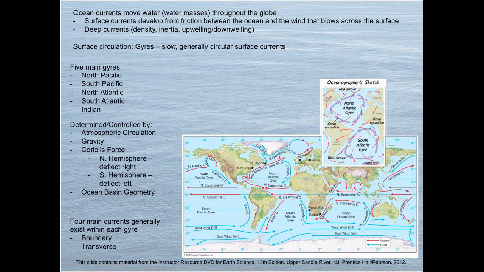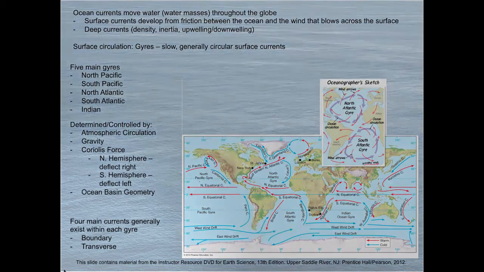Surface circulation in the ocean system takes place in what are known as gyres, or geostrophic gyres. Gyres are slow, generally circular surface currents. And you can see on the map below there are several different loops or circulation patterns in the world ocean. In the North Atlantic, you have what's called the North Atlantic gyre, and you see water circulating in a clockwise rotation.